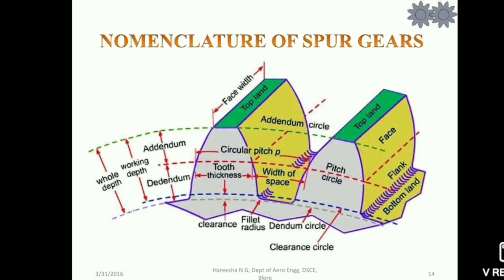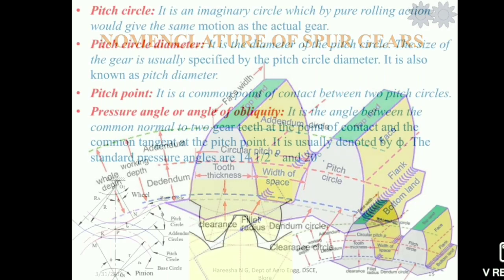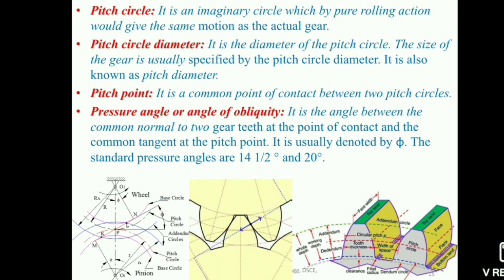So you can see another picture where nomenclature is clearly explained. What is the addendum, dedendum, working depth, whole depth, face width, with color it is given. See again what is a pitch circle. Pitch circle with the diagram below. Pitch circle diameter, pitch point. Pitch point is the point at which two gears mesh each other.